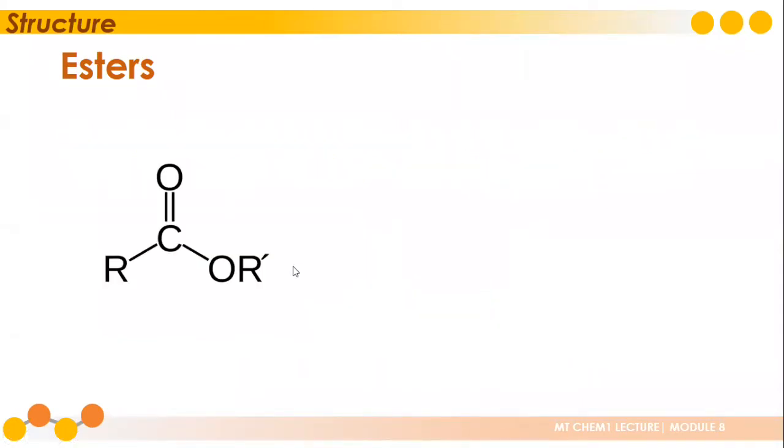Here are the other forms in which we can recognize ester. COOR, again, is the functional group, and this is also the linear form in which we can recognize the ester functional group. It can also be represented by CO2R.